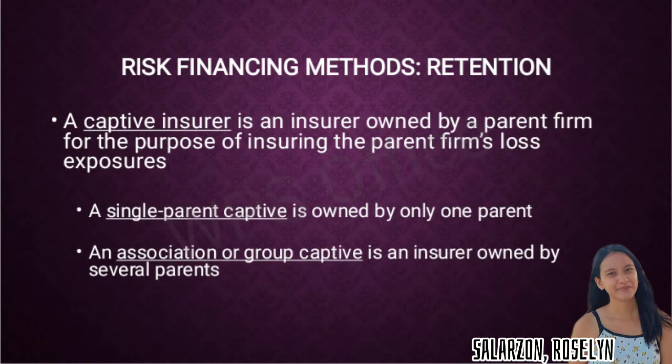A captive insurer is an insurer owned by a parent firm for the purpose of insuring the parent firm's loss exposures. A single parent captive is owned by only one parent, and a group captive is an insurer owned by several parents.